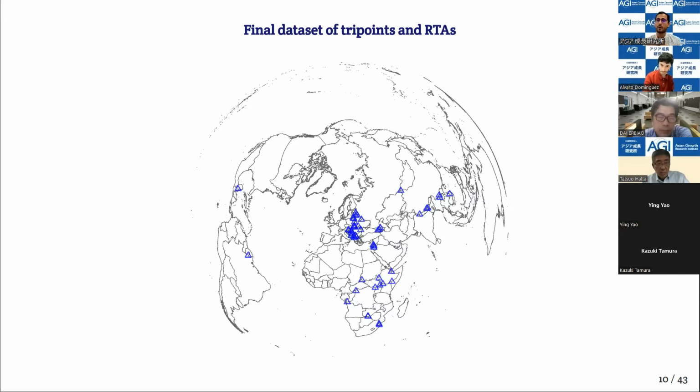Now, what is the final data set of triplets and regional trade agreements? It is the following. Now we have, as you can see, many triplets in East Europe, some of them in Africa, some of them in Asia, but only 2 in the Americas. With a more restricted data set with about 40 triplets. You can see the details in the working paper.